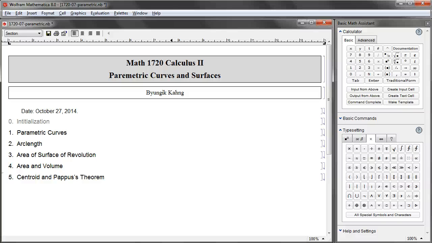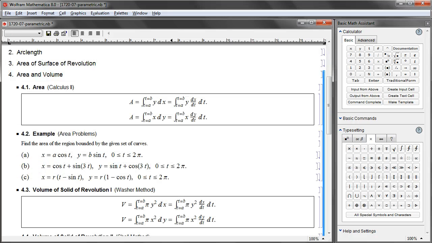Now let's move on to section 4 and section 5 of this notebook. We already dealt with area and volumes in chapter 6, and we're doing it for parametric curves, but essentially they are the same. All you have to remember is the chain rule.